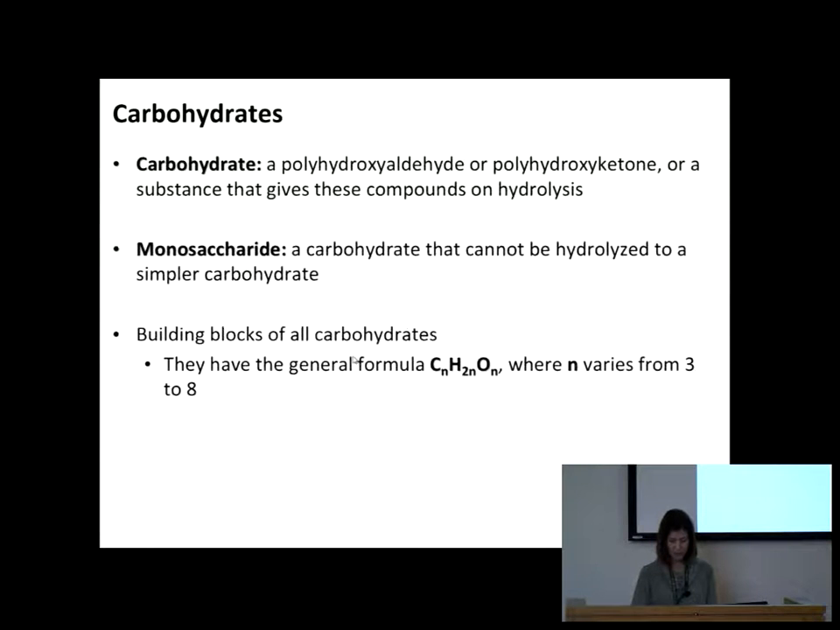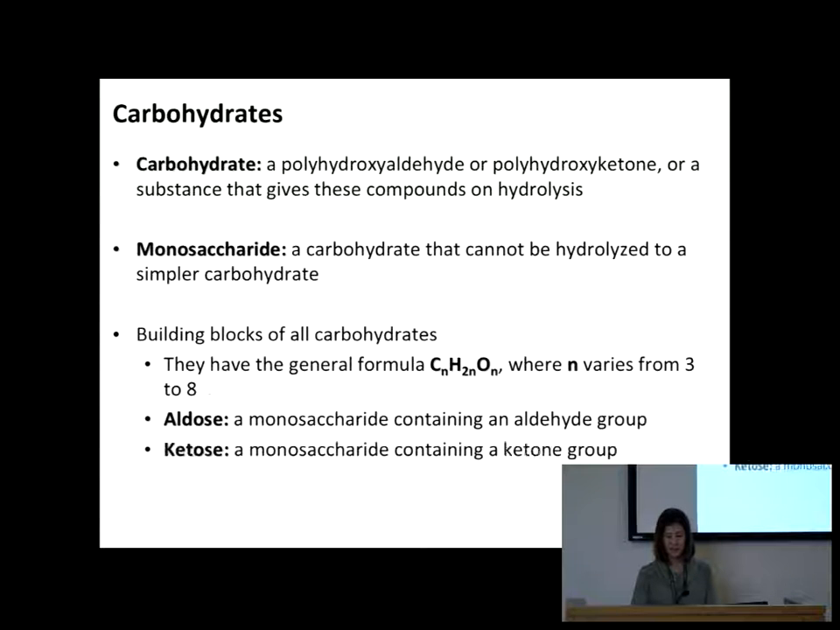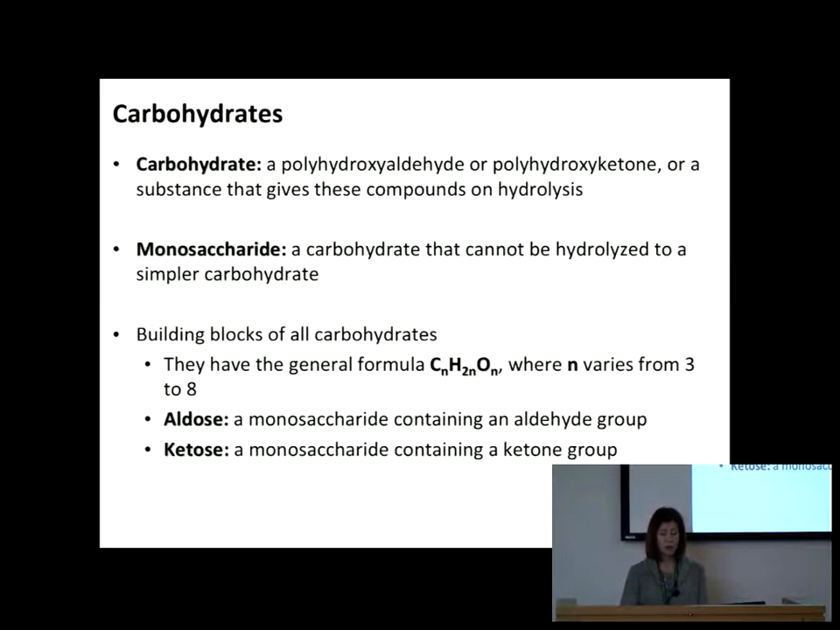Monosaccharides have the general formula where they have 2 times as many hydrogens as they do carbons, and the same number of oxygens as they do carbons. But the important thing is that we usually have from 3 to 8 carbons in our monosaccharide. And they all either have an aldehyde or a ketone. So you have that carbonyl, that C double bond O, in all of our monosaccharides.